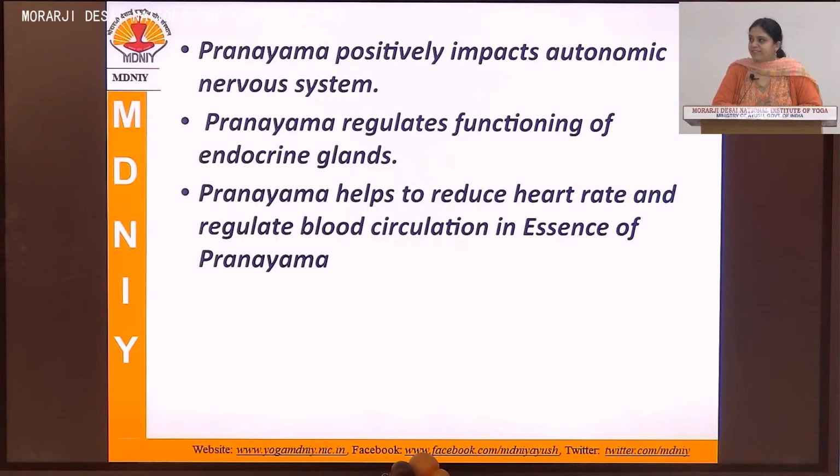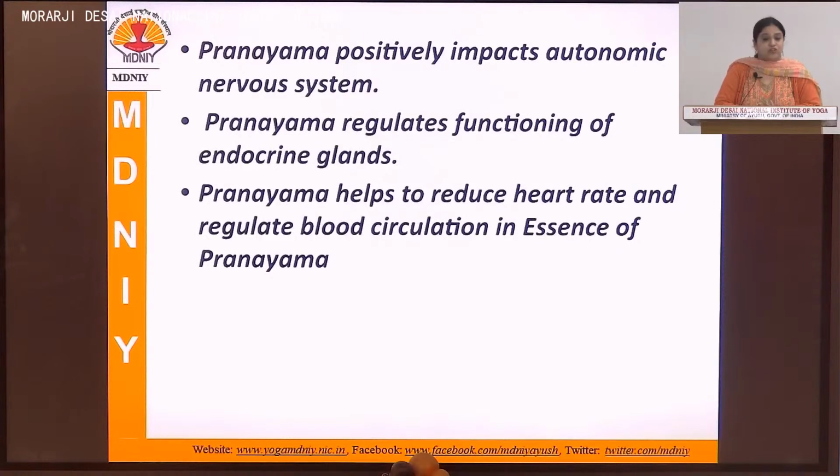Now, it positively impacts the autonomic nervous system. There are certain pranayams that improve sympathetic activity like Surya Bhedi, and there are certain pranayams that work on the parasympathetic like Brahmari, which produces nitric oxide, and this is good for parasympathetic nervous system activation. Then there is Nadi Shodhan pranayam, which balances both the sympathetic and parasympathetic nervous system. Then they regulate functioning of the endocrine glands also, hormone secretions get balanced, and they help to reduce heart rate.